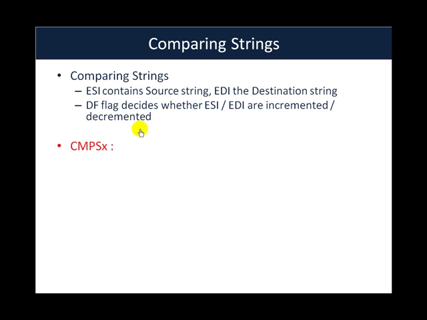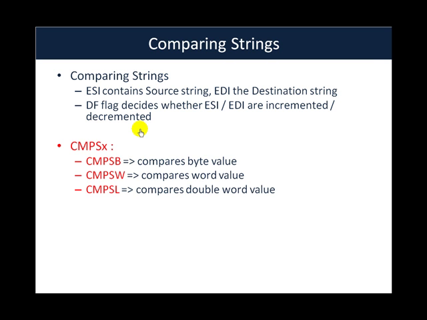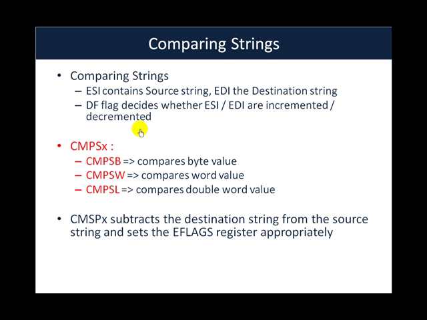So with ESI and EDI pointing to the source and destination strings, the CMPS series once again could have 4 variations when they are used to compare a single byte, a word, or a double word. Another thing one needs to understand is that because there is a comparison, there is going to be a subtraction, and that is what the CMPSX series of commands does.